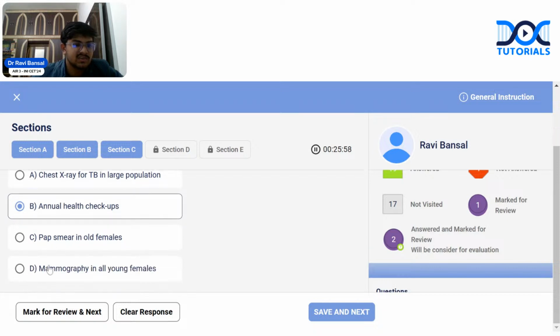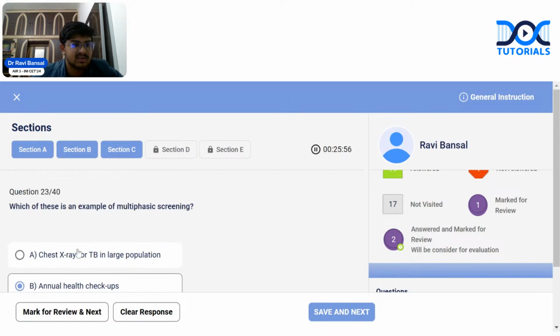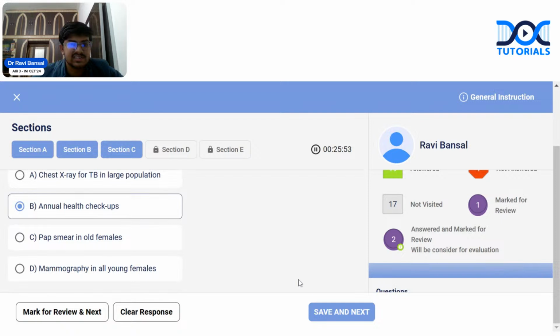So more than one in annual health checkup, it is okay. Pap smear is only one investigation. Mammography is only one investigation. So this cannot be multiphasic. Annual health checkup will be multiphasic.